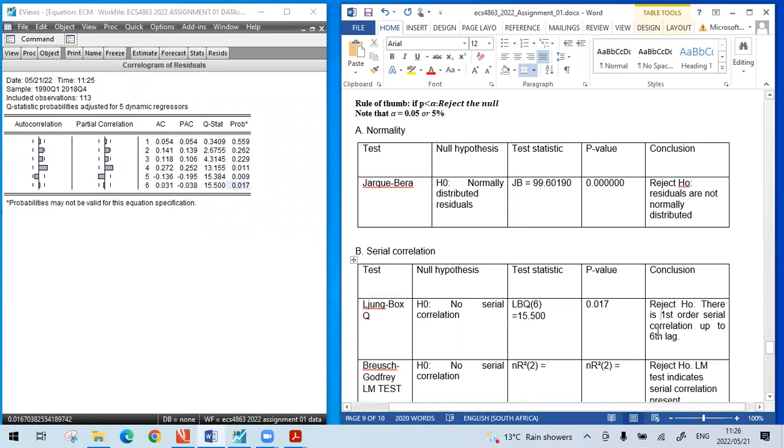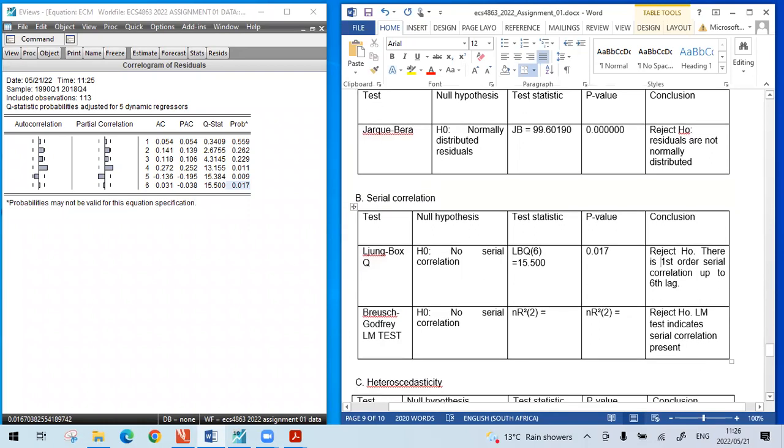We are going to learn more about the Ljung-Box Q and the Breusch-Godfrey. I think you should read some material from Gujarati to see what it is testing. That's where you see that if you are doing Ljung-Box Q, you're actually looking at first-order serial correlation. So you also need to read some part in Gujarati. Here we are saying it's like this. What about the Breusch-Godfrey?